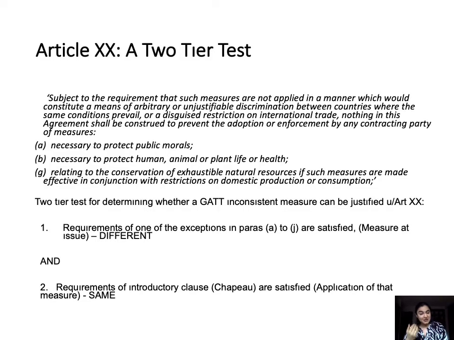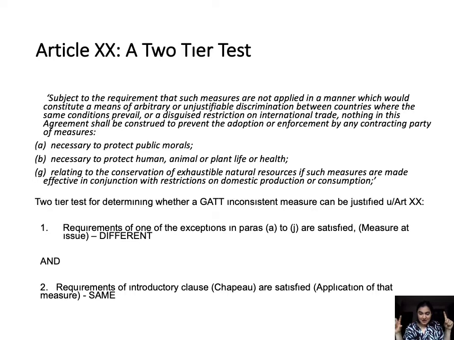So Article 20 reads as follows. It says, subject to the requirement that such measures are not applied in a manner which would constitute a means of arbitrary or unjustified discrimination between countries where the same conditions prevail, or a disguised restriction on international trade, nothing in this agreement shall be construed to prevent the adoption or enforcement by any contracting party of measures. So that is the introductory paragraph. That is the chapeau, right?